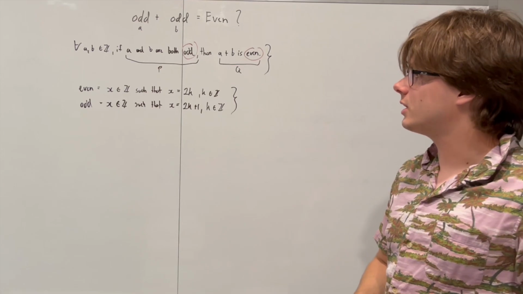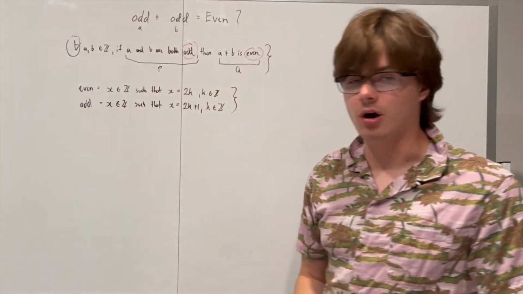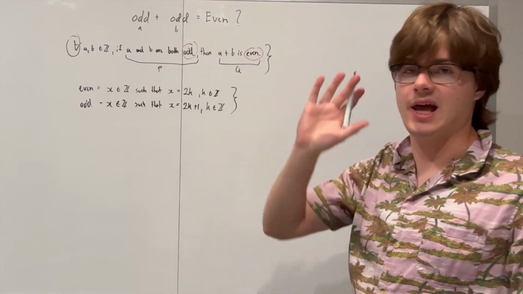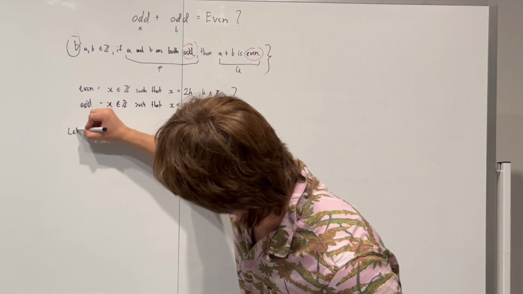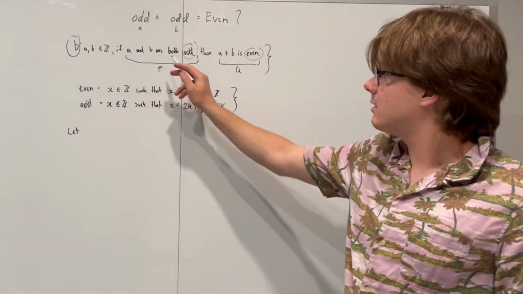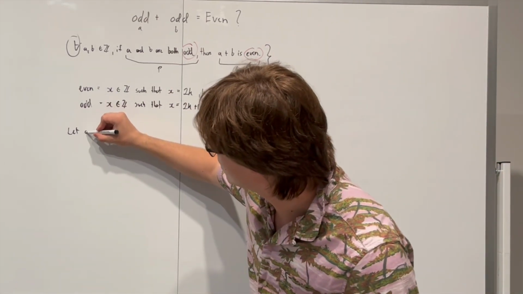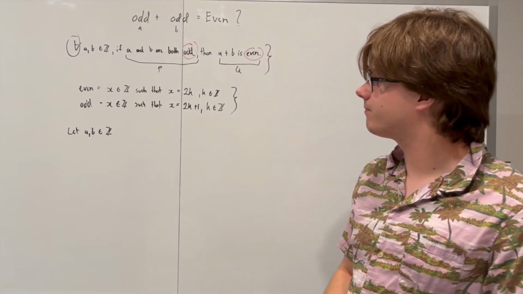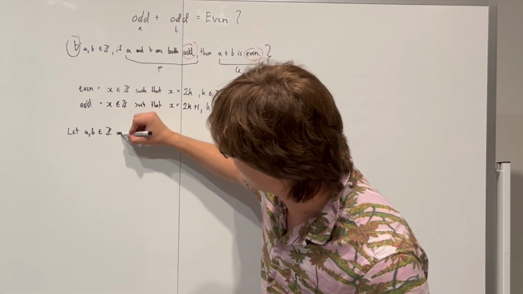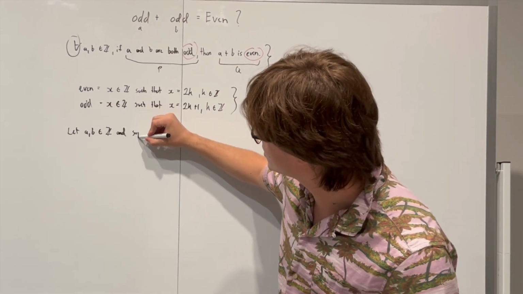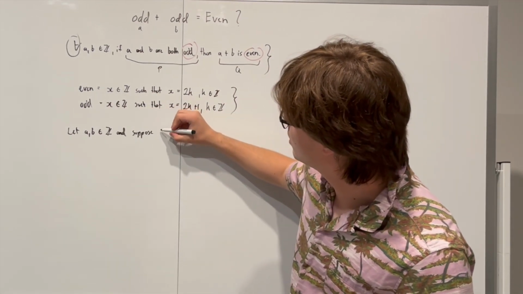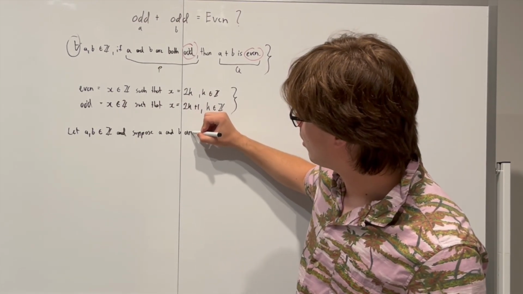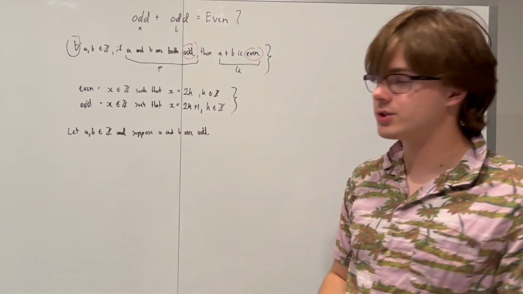So, first thing we're going to do, notice it's a for all. What do we do for a for all? First word that should come to mind before you even start thinking is let. Let is the first thing you should write, followed by supposing P. So let A and B be integers, and suppose A and B are odd. Full stop. Okay, great.